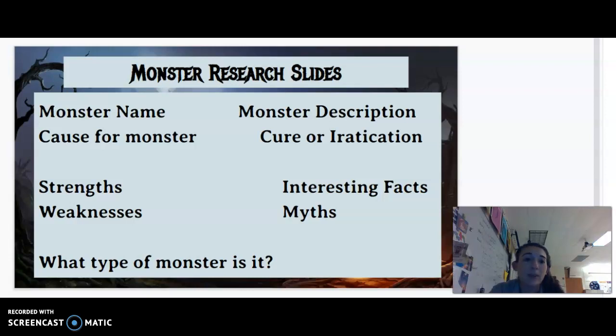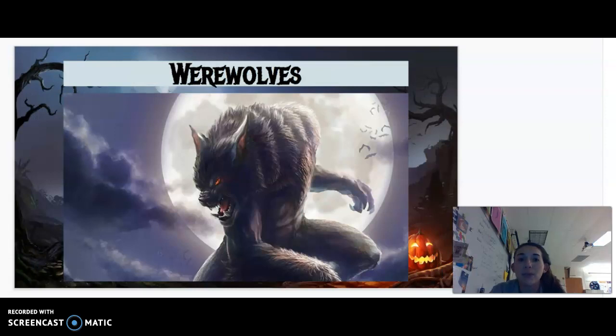Alrighty. With that being said, let's look at some examples. For my example, I chose to do werewolves. So werewolves is not one of the options for this project. I listed off a bunch, as I said prior in the discussion, of different monsters you can choose from, or you can send me an email asking if you could research one in specific, but it cannot be werewolves because I'm using it as my example.